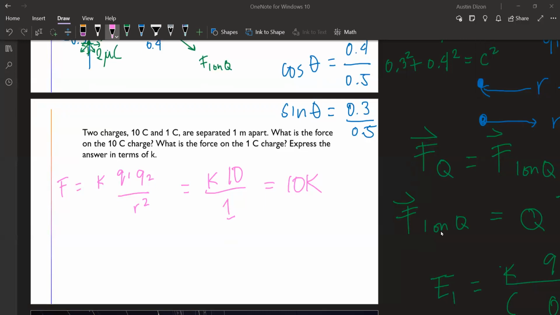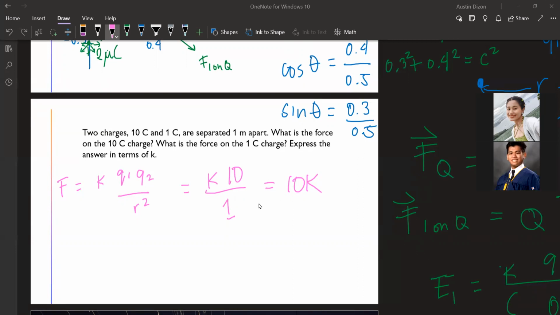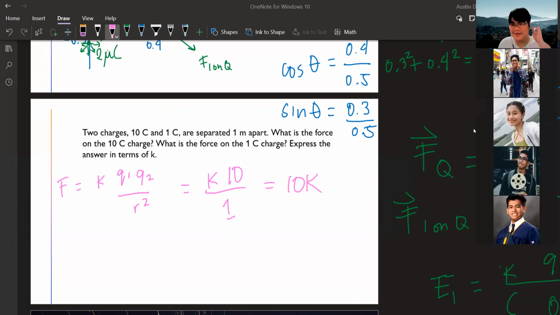Okay. Maral, are you there? Hello, sir. Yes. Okay, what is the force on the 1 coulomb charge? Same lang, sir. 10K. Okay, 10K. Opo. Okay. Si Sean. Hello po, sir. Ano yung force on the 1 coulomb charge? Sa 1 coulomb po, sir, I think 10K po. Okay. Thank you.